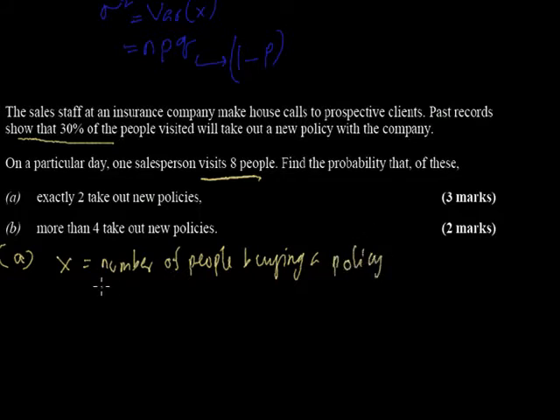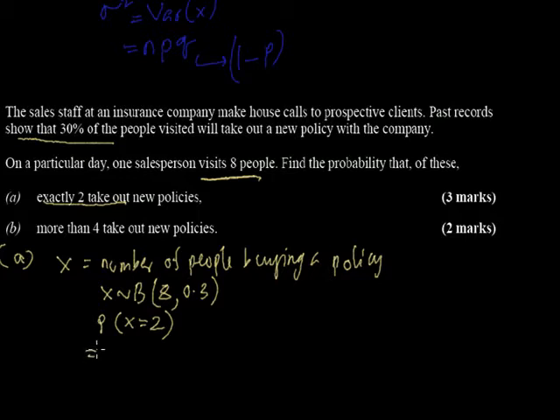Okay, so the distribution would be defined as X follows B(n, p), where n is 8 people and p is 0.3. 30% means 30 divided by 100, that is 0.3. Now let's start the sum. The sum is exactly 2 people buy the policy. Exactly means equal. So X equals 2.